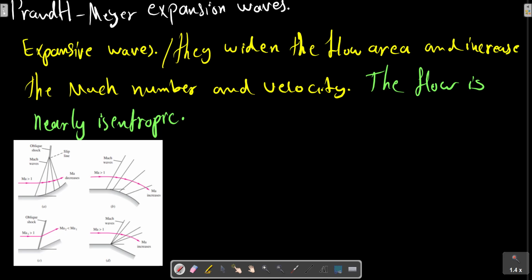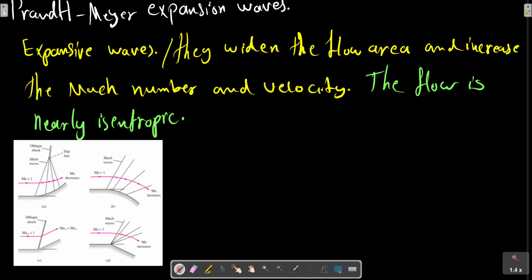The Prandtl-Meyer expansion waves. The present section treats gradual changes in the flow angle that are primarily expansive. They widen the flow area and increase the Mach number and velocity. The property changes accumulate in infinitesimal increments, and the linearized relations are used. The local flow deflections are infinitesimal, so the flow is nearly isentropic.